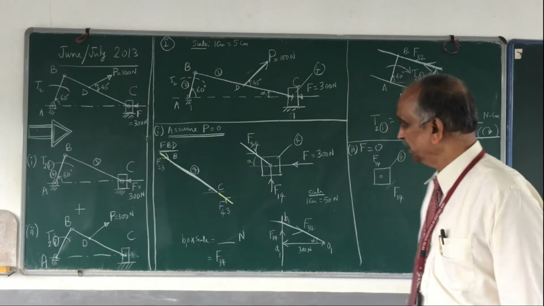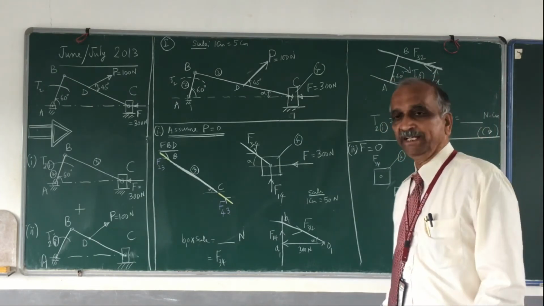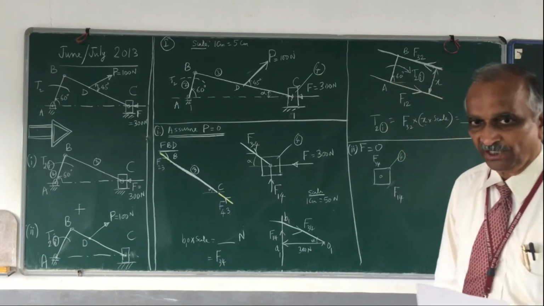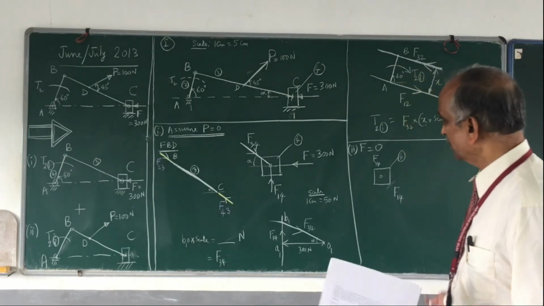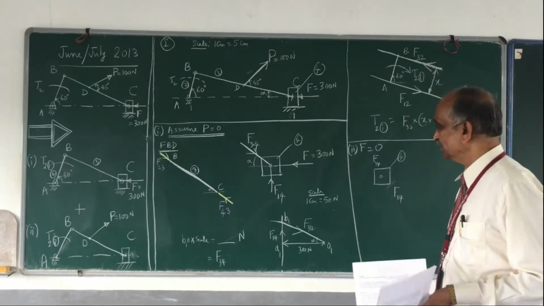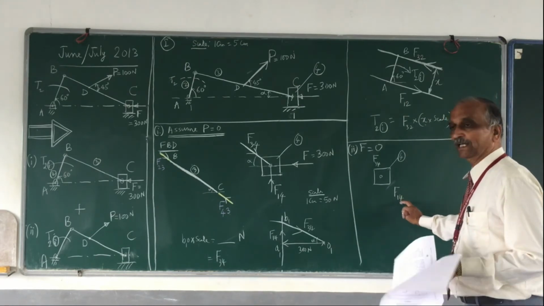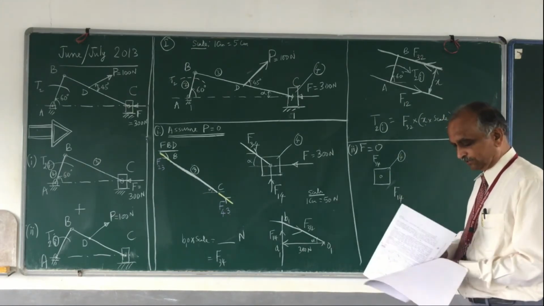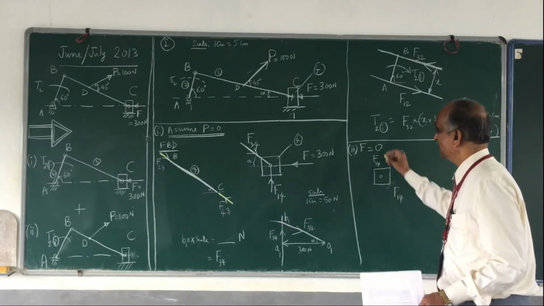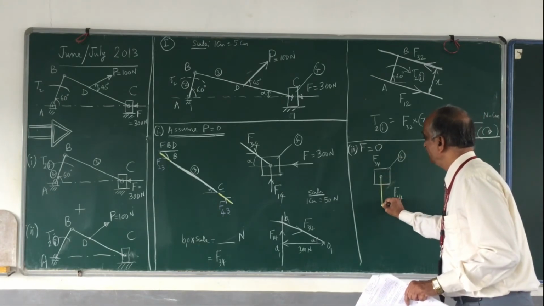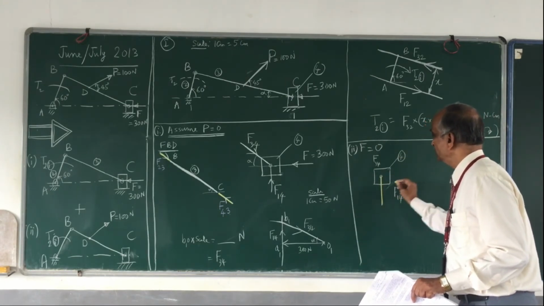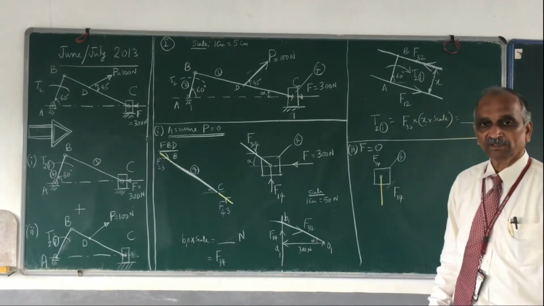Okay, so out of this, I don't have any idea about the line of action of F34 because I have not drawn the free body diagram of link number 3. But I know the line of action of F14. How is it? It has to be perpendicular to the contact surface. Therefore, it has to be like this. This is what is F14.